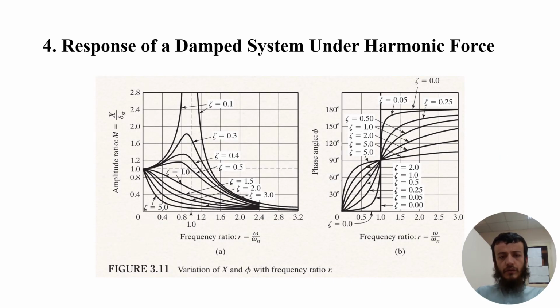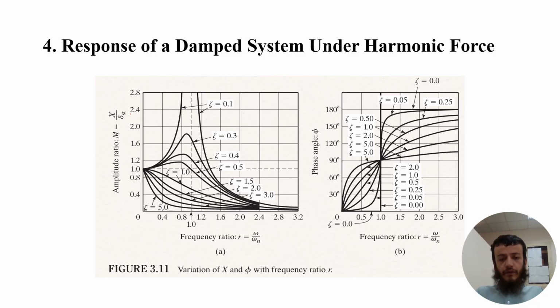If you look at this figure, we can easily understand many properties of the amplitude ratio. We have two figures: amplitude ratio versus frequency ratio, and phase angle versus frequency ratio. In the first figure, the amplitude ratio is x divided by delta static displacement.